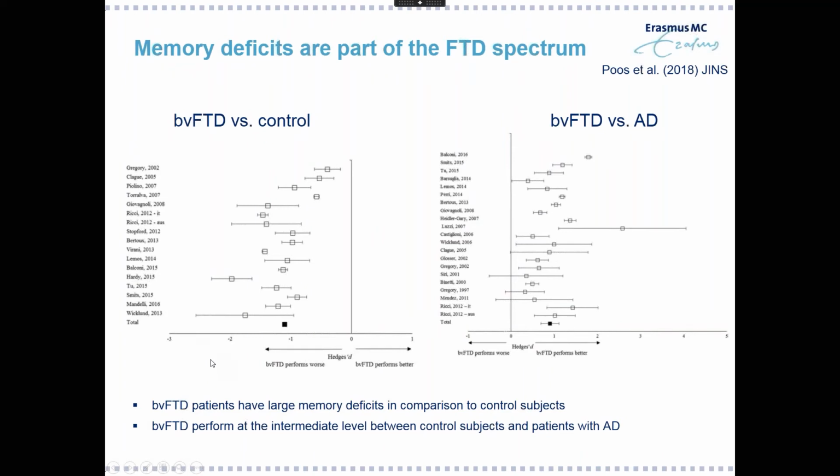On the left-hand side, you see the comparison between FTD patients and control subjects. And listed here are all the studies that looked into memory performance in FTD. What can be observed is that FTD patients overall tend to perform worse than control subjects. When you compare FTD patients to Alzheimer's disease patients, although you see that FTD patients in general tend to perform slightly better than Alzheimer's disease patients, this is not the case in all situations, as can be depicted here. And actually that FTD patients perform at the intermediate level between the control subjects and patients with AD.